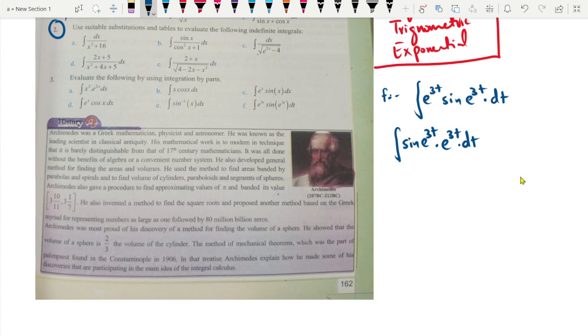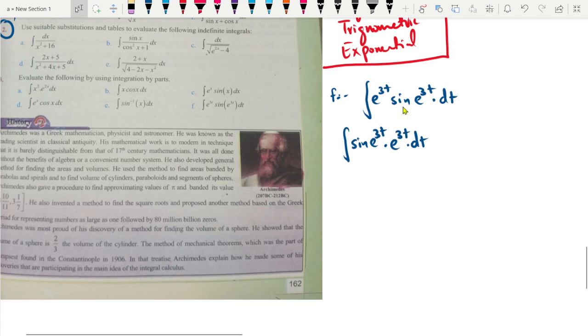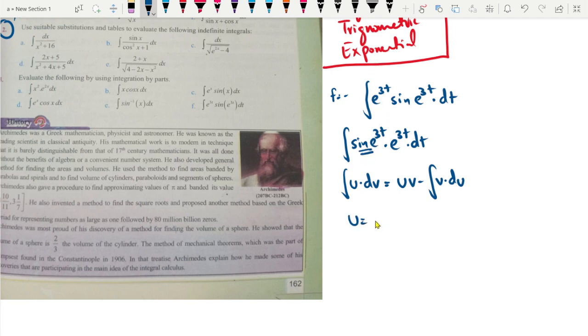One function is u and the other function is dv. So make sine of e^3t, sine of e^3t. We know that ∫u dv is equal to uv minus ∫v du. So make u equal to sine of e^3t and dv equal to e^3t dt.